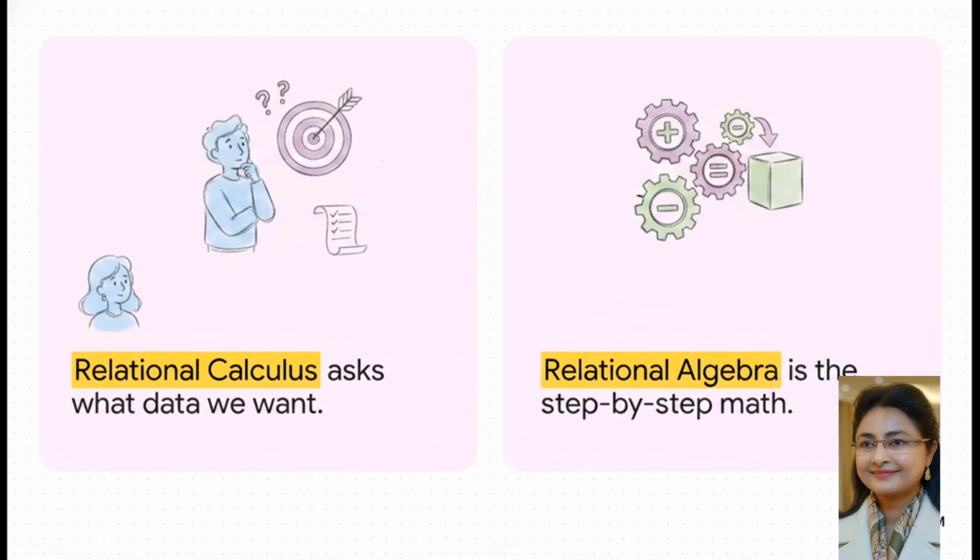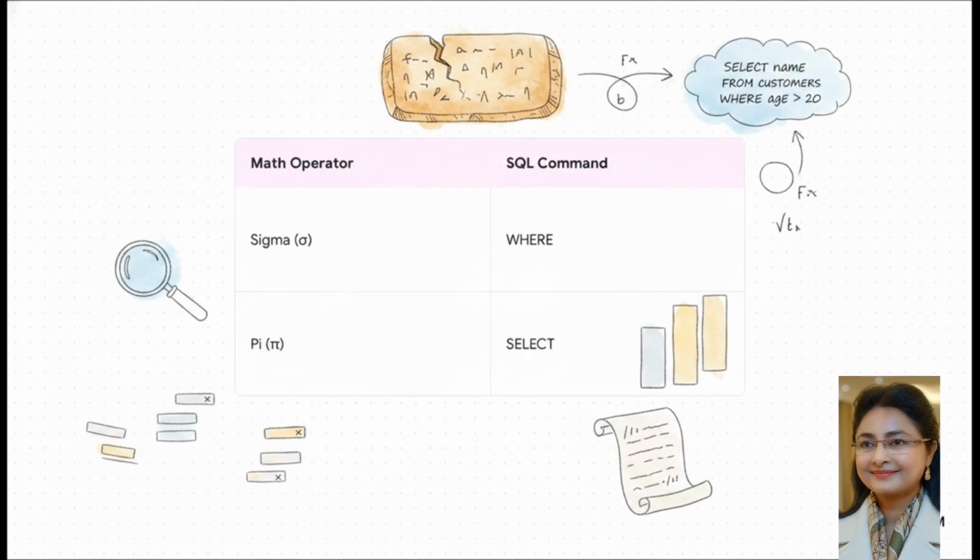Relational algebra, though, that is procedural. It gives us the step-by-step mathematical operations, the actual how to retrieve that data. So the totally crucial thing to understand here is that relational algebra acts as the direct blueprint for database engines to actually go out and execute our queries. Honestly, this is our Rosetta Stone right here.